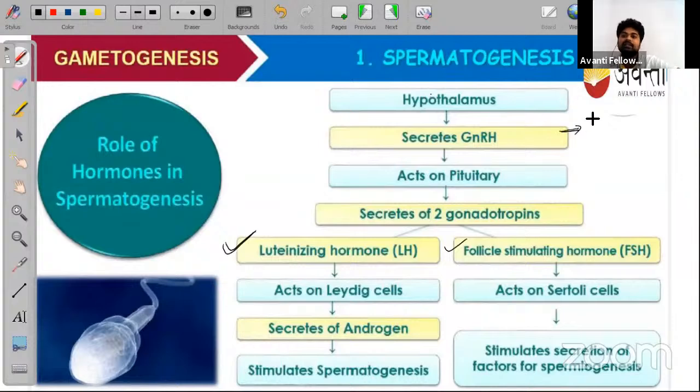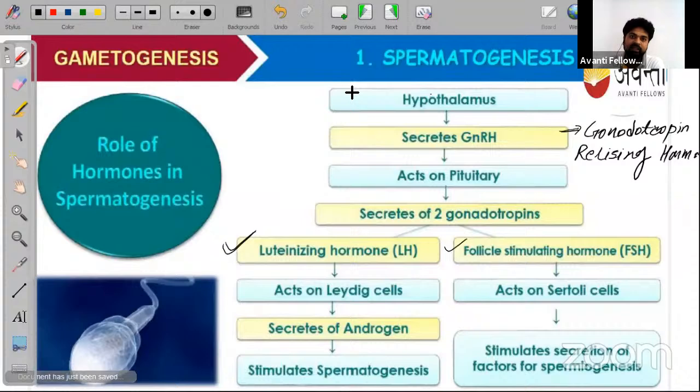Don't worry. So GnRH is gonadotropin releasing hormone. ठीक है. Gonadotropin releasing hormone. Okay. So first of all, the hypothalamus gives some signal, ठीक है, and it secretes GnRH.